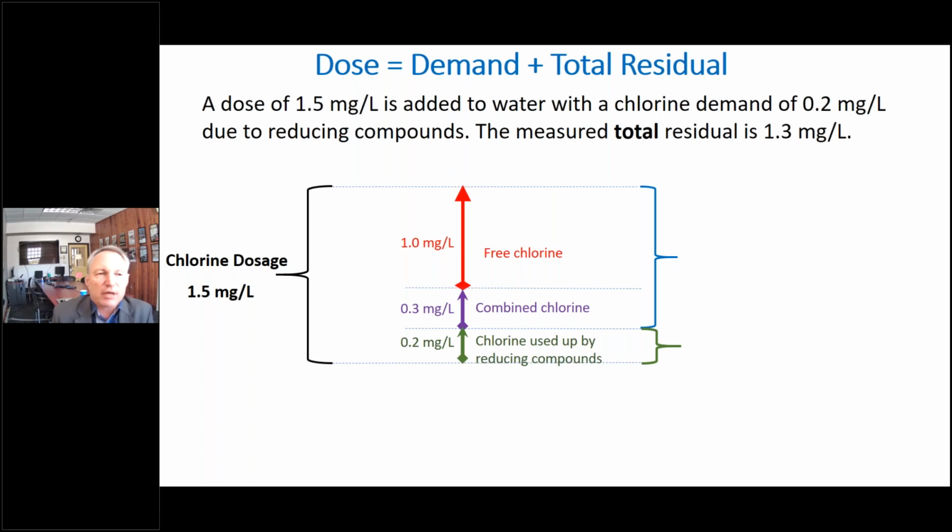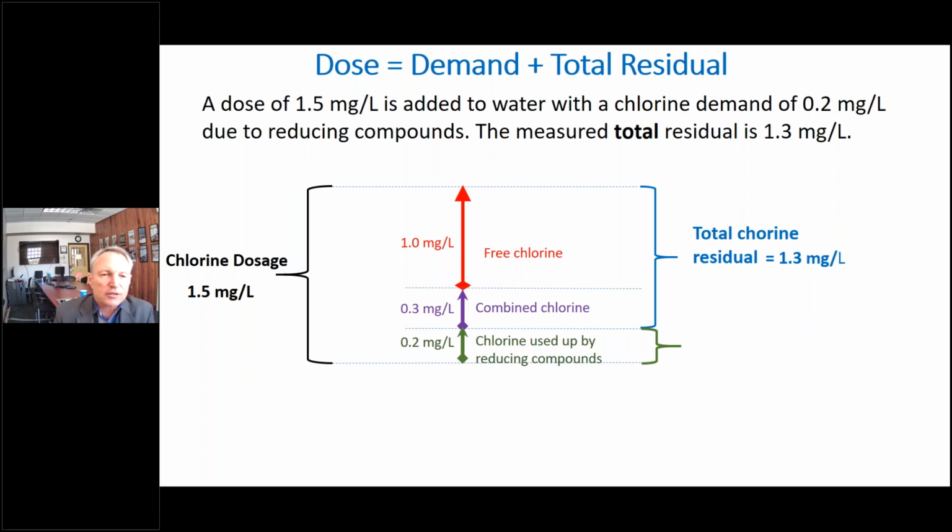Let's consider an example. I'm going to give you two examples where we're going to look at demand in two different ways, depending on what kind of test we're using. In this example, we have a dose of 1.5 milligrams per liter that we're adding to water. And it has a chlorine demand of 0.2 milligrams per liter that's due to reducing compounds. But the total residual that we're measuring is 1.3 milligrams per liter.